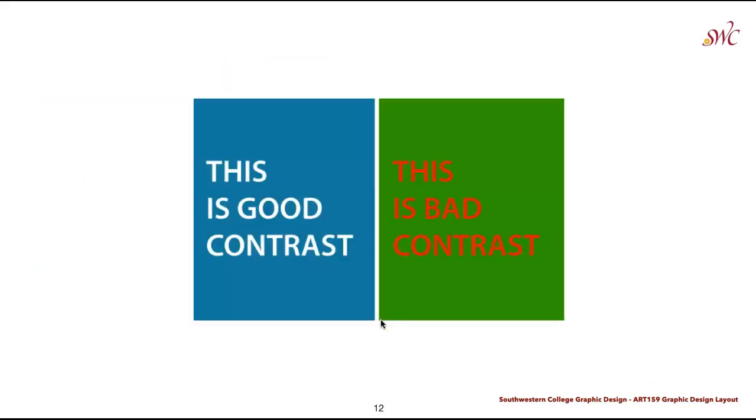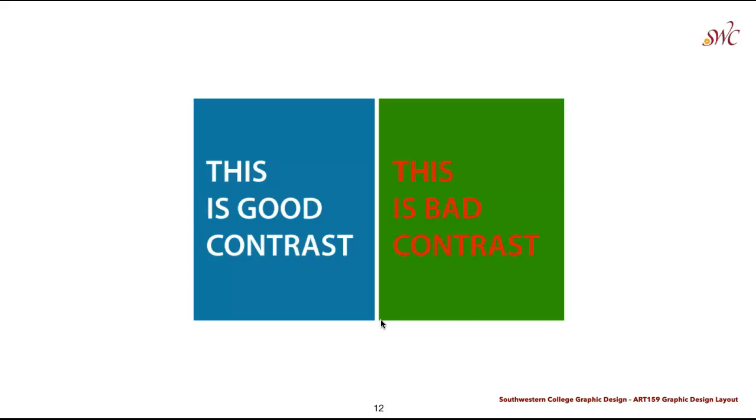Now, there is good and there is bad contrast, as we discussed. Just because we have two colors that are opposite each other on the color wheel doesn't necessarily mean that those are the best colors to be paired together for a specific design. When you read the sentence within these two different boxes here, the one on the left is using good contrast and the one on the right is using bad contrast.